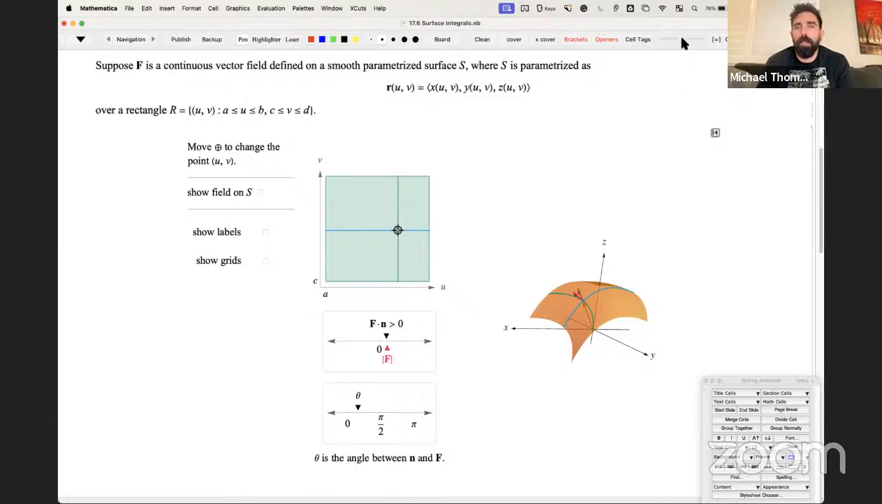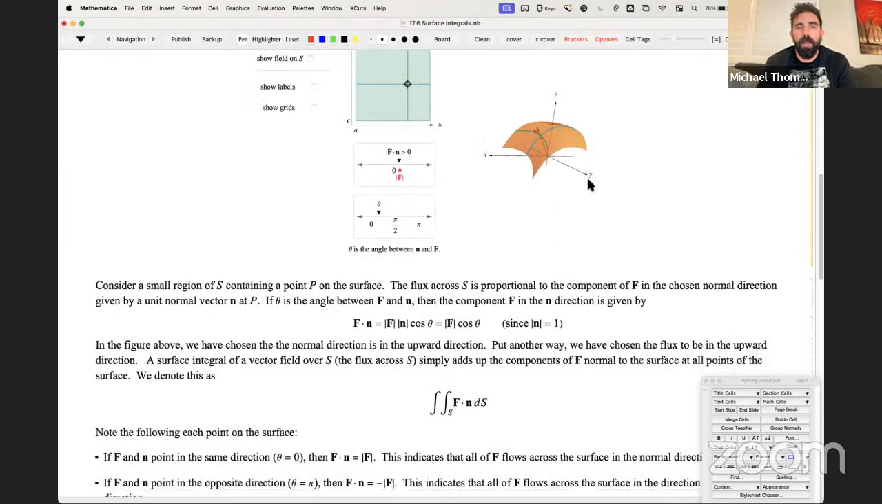So what is happening here? Well, look, if we take a small little region S, a small little patch, and maybe we label some point P on the surface, that would be that point. I don't know if you can see it there, right at the base of those vectors. The flux, or the amount of the substance that passes through the surface, is proportional to the component of the vector field F in the normal direction that we've chosen. All right, and the normal direction is given by that vector N. That's the brown vector right there.